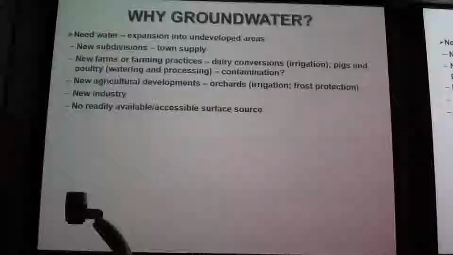New industries in an area, sometimes, and a lot of the time, you don't have a readily available surface source, or the surface source is tapped out. There are laws, very strict laws, which say how much you can take out of a river or a lake or whatever. Before it goes below a certain level, you can't take any more out of it. It doesn't matter how desperate the needs are.